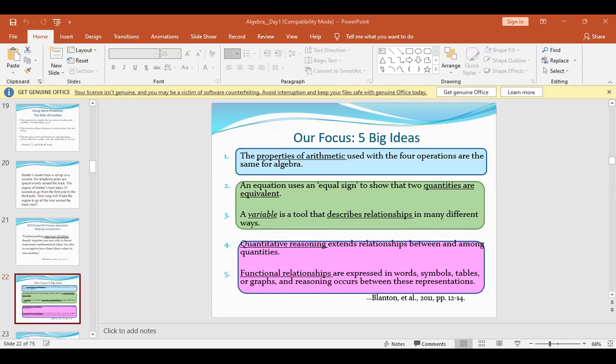So, those are the basic operations. So, please remember, ito siya ha, an equation uses an equal sign to show that two quantities are what? Equivalent. A variable is a tool that describes relationships in different ways. So, ito siya. Number 4, quantitative reasoning extends the relationship between and among quantities. Function relationships are expressed in words, symbols, tables, graphs. Reasoning occurs between these representations.